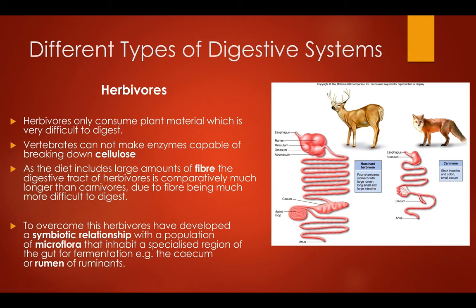To overcome the difficulty of digesting plant material, herbivores have developed a symbiotic relationship with a population of microflora. Those are microorganisms, bacteria, inhabiting the guts of our herbivores, allowing for the breakdown of plant material and cellulose. They are going to be in the cecum or the rumen of these ruminants.